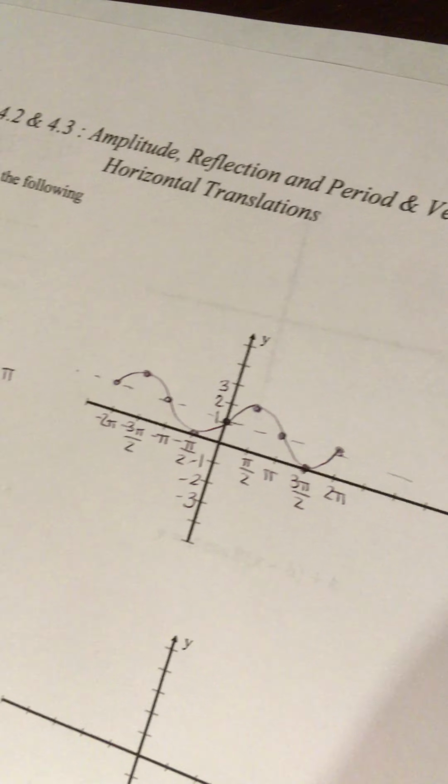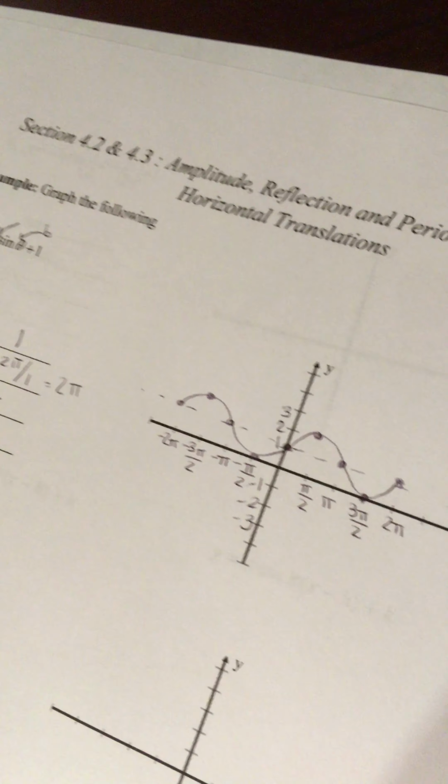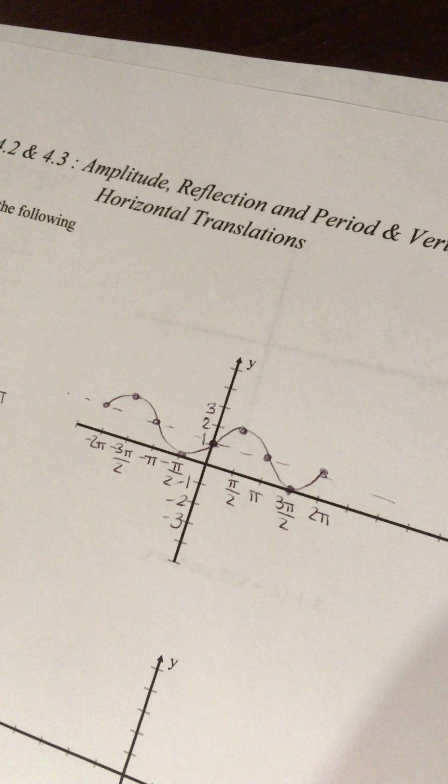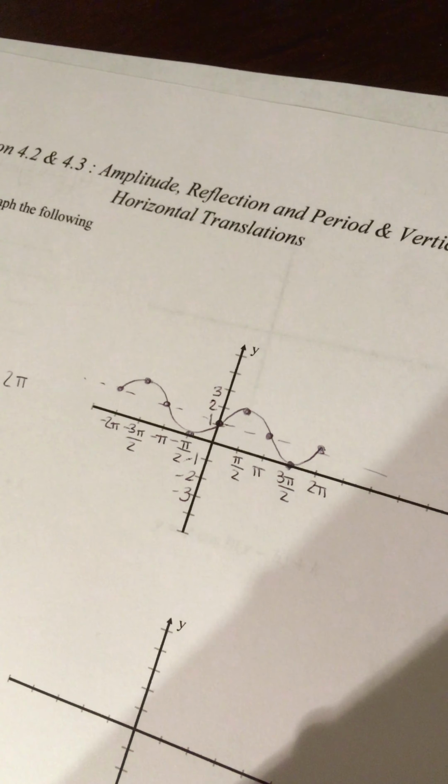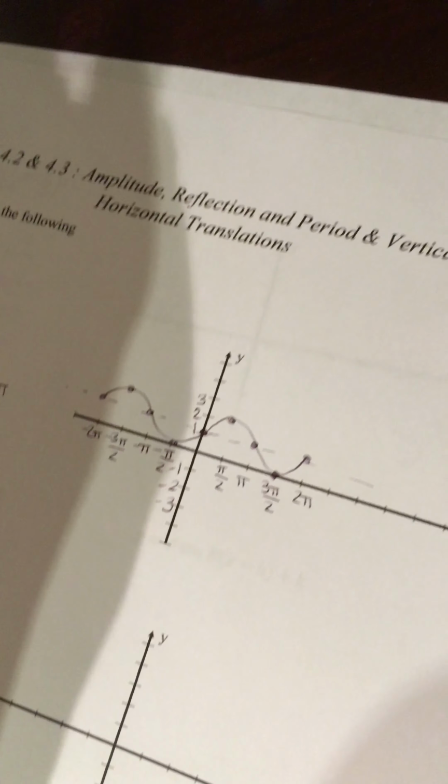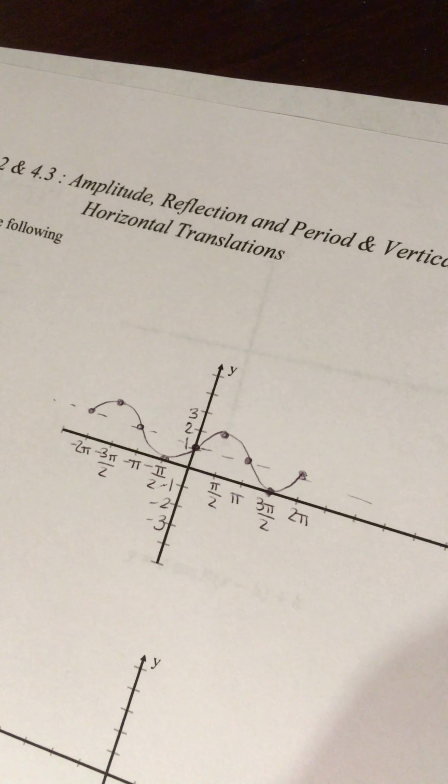Okay, so that is our graph of sine theta plus 1. Looks great. Continues on for both directions indefinitely, but that is a perfect example of a regular vertical shift.